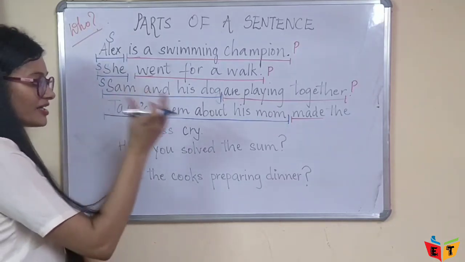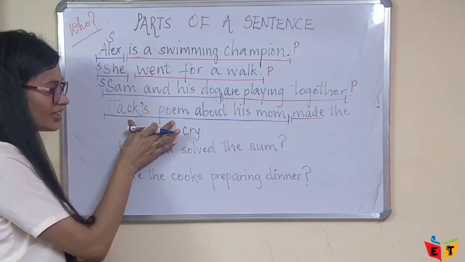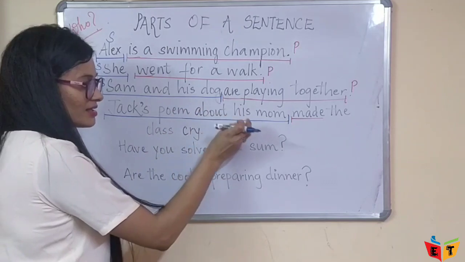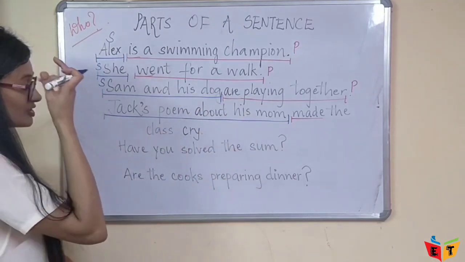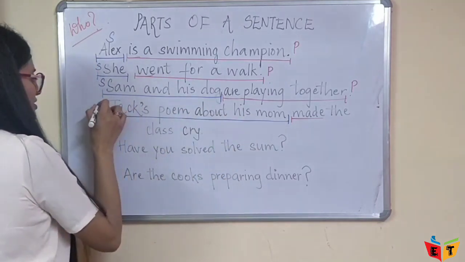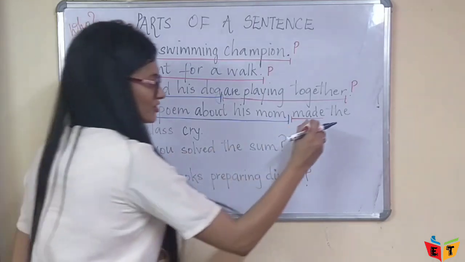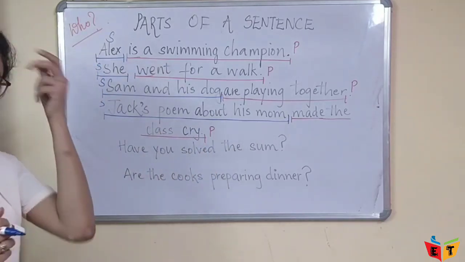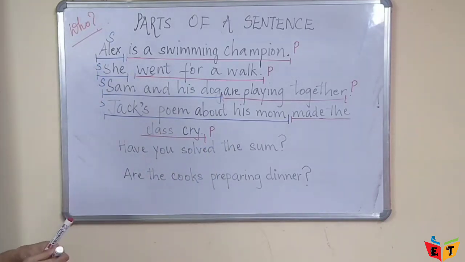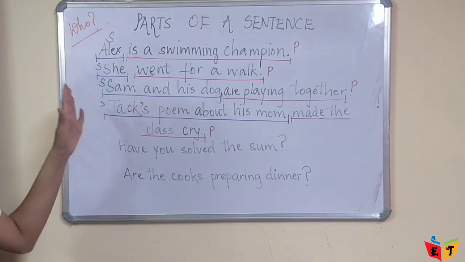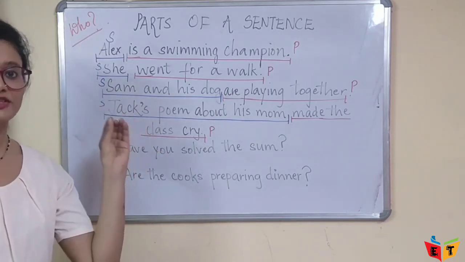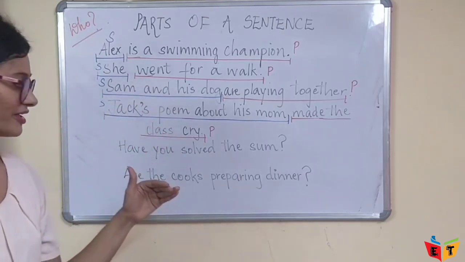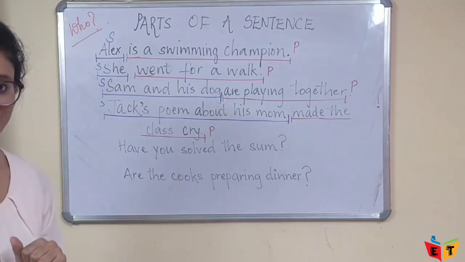Here we have some added information in the subject for the noun Jack's poem. Okay, so the added information is the poem is about Jack's mom. So Jack's poem about his mom is your subject, and the rest of the sentence is your predicate. Easy, isn't it? So now let's see. As of now, we have found out the subject and predicate in the declarative sentences. Now see how you can find out the subject and predicate in interrogative sentences, right?